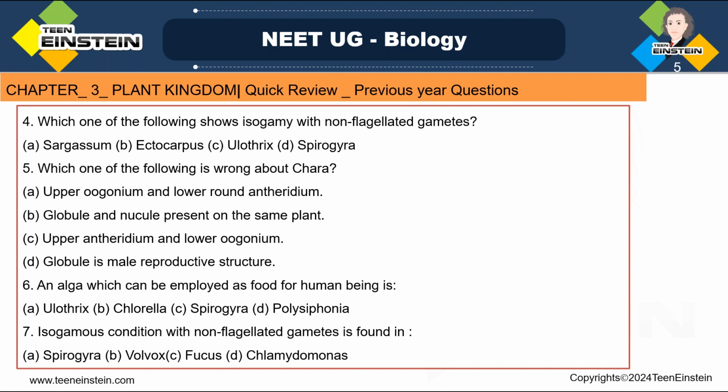Okay, so here option D is the right answer. Spirogyra is the right answer. How can we explain that? See, in Spirogyra, sexual reproduction occurs through conjugation, right? Sexual reproduction is taking place through conjugation.